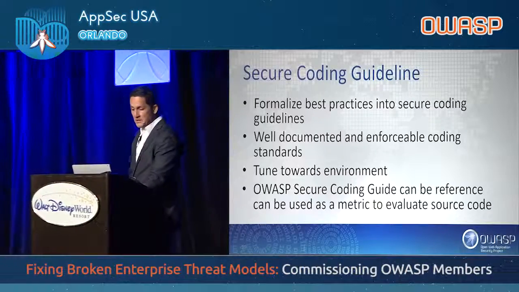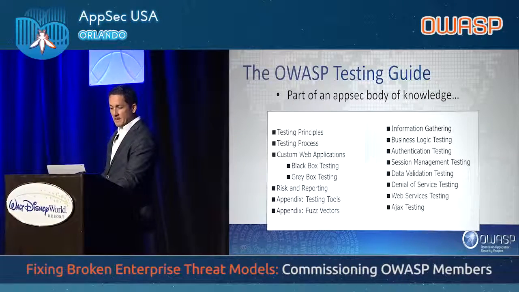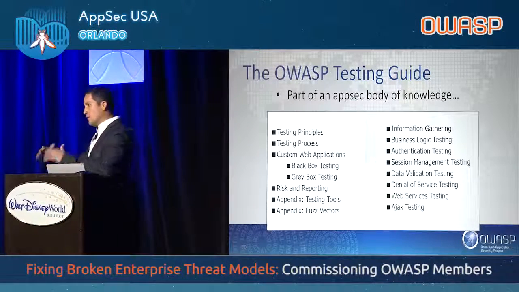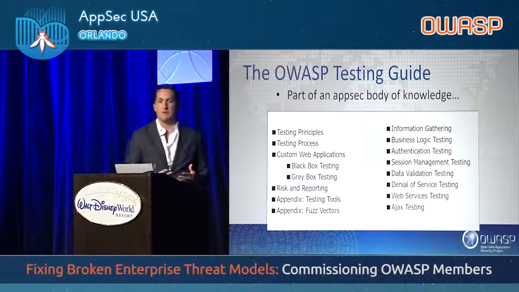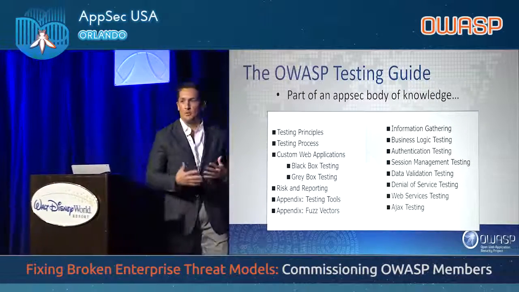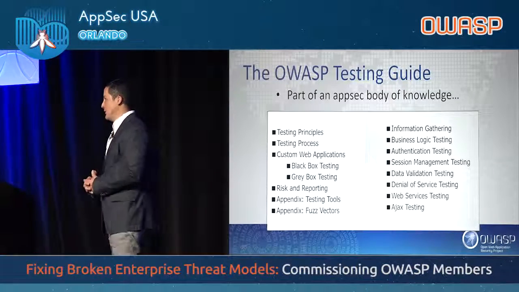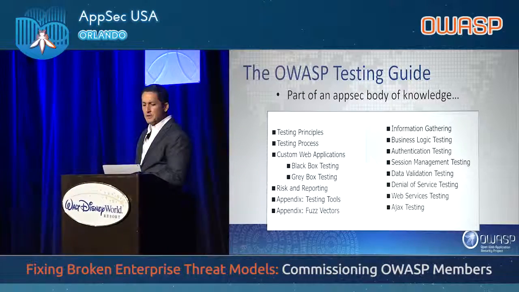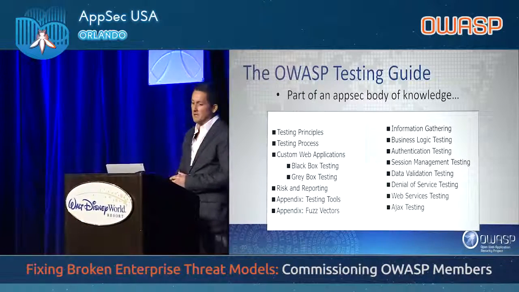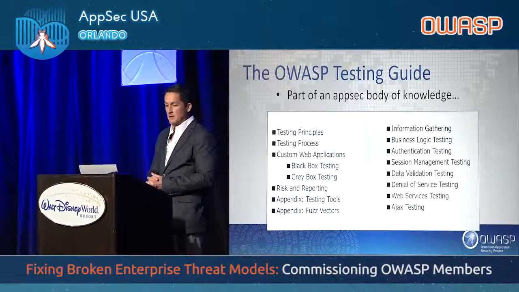You could use the cheat sheets here. ASVS, phenomenal project. The testing guide. So now we're going further up the PASTA stack. Stage four is threat analysis. Stage five is vulnerability or weakness identification. There's a lot of great tools to do that, right? ZAP is a phenomenal tool. You could use multiple different testing criteria, like the testing guide.